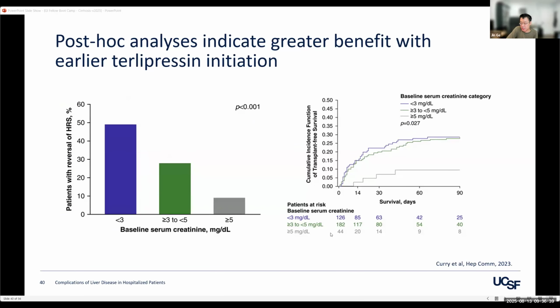There have been some additional studies, post-hoc analyses of the trial data, that show that earlier initiation indicated much greater benefit. So if you have access to terlipressin, try to use it as soon as possible. And this was segmented based on their creatinine. And so terlipressin, if you have it, it's wonderful. But if you don't, you can stick with the old MOA combination.